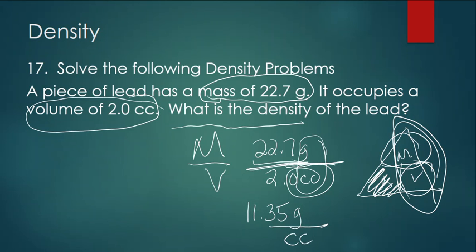See how that works? Grams divided by cc. Why? Because those units are left over. Grams over cc is left over. Any questions?